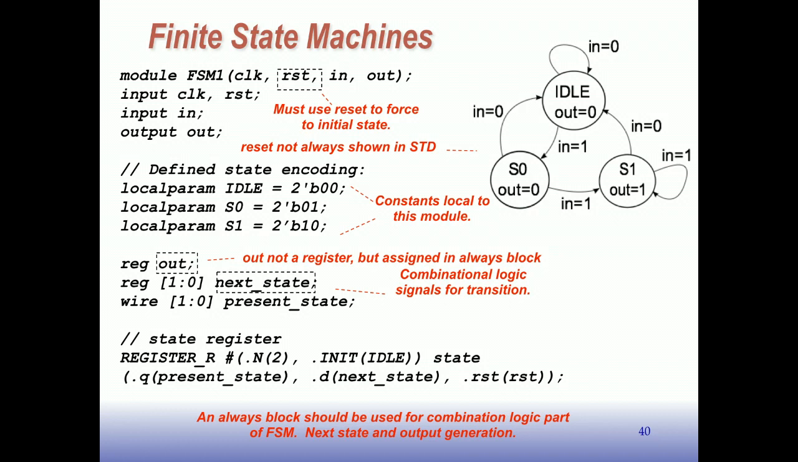So here I instantiate the register, the state register. In this case, we want it to have a reset signal, so I use the underscore R version. It's 2 bits wide. The initial state is idle. We can use the symbol here for the reset. So this says, when you reset, reset to idle. Give it the name state. That's the name of that register. And then here are the input and output connections. Q is the present state, D input is the next state, and then reset gets the reset signal.